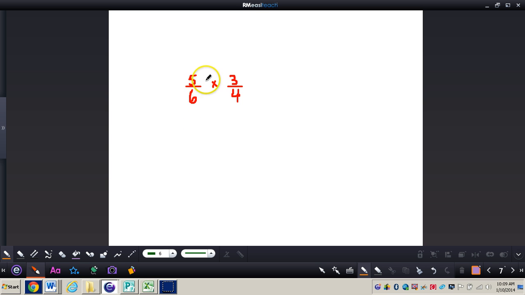Okay, so this next problem together. 5 times 3 is going to give us 15. 6 times 4, then we're going to multiply the denominators, will give us 24. Now we're going to simplify this problem, and the greatest common factor between 15 and 24, we've gone over this a number of times, is going to be 3. So we're going to divide the numerator by 3, and then the denominator by 3. 15 divided by 3 will give me 5. And 24 divided by 3 will give me 8 for 5/8.